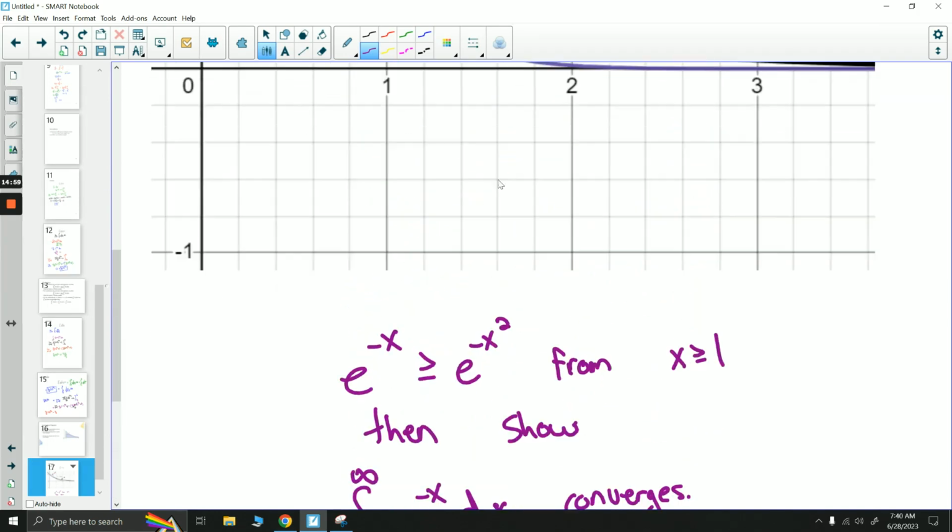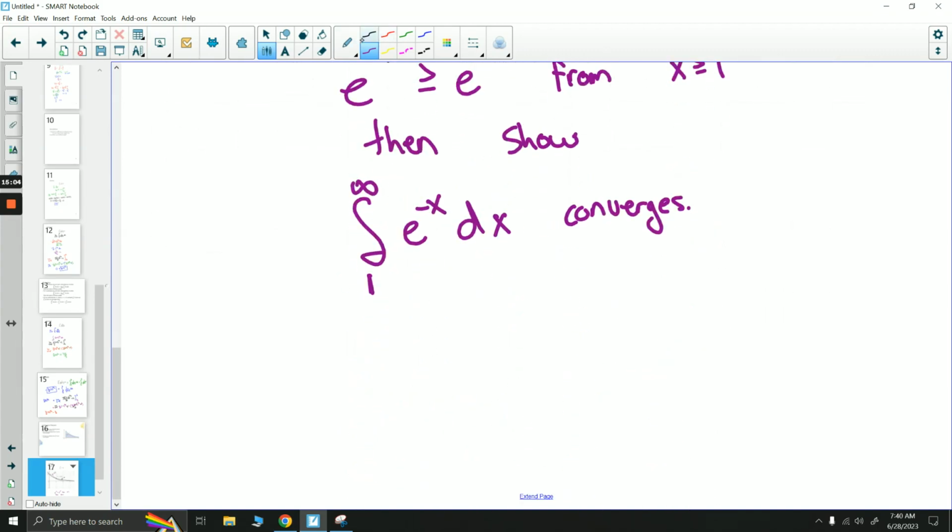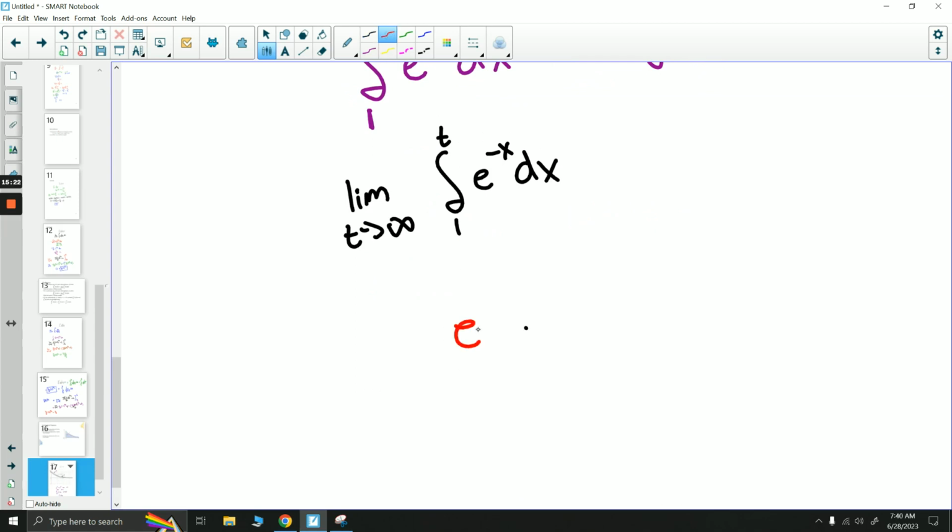And so we only need to show that our function that's greater than it converges. So let's go ahead and see if it converges. This integral would be the limit as t approaches infinity of the integral from 1 to t of e to the negative x dx. This is what we need to show. The integral of e to the negative x is going to be e to the negative x divided by negative 1, plus c, evaluated from 1 to t, and we have the limit as t approaches infinity.